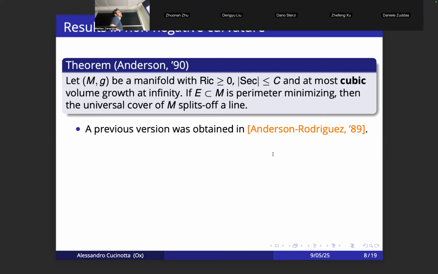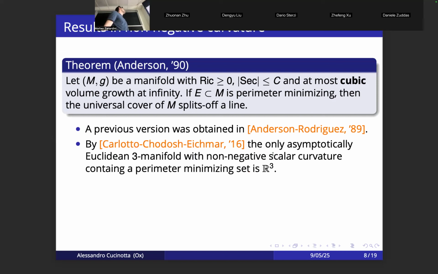So the universal cover is a product of the type something times R. So this goes in the direction that we were considering before. There are a lot of assumptions, and the splitting is not on the manifold, but it is on the universal cover. Okay, so this is also important. A previous theorem of the same type was done by Anderson and Rodriguez for 3 manifolds. So this is a key result that we will look at later.